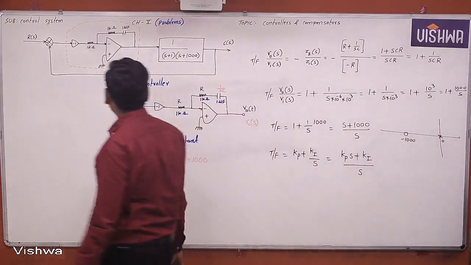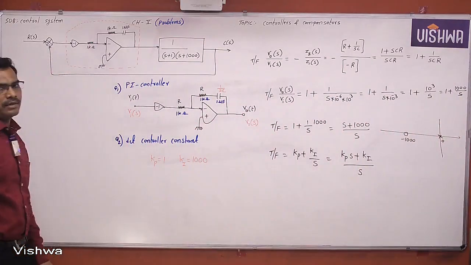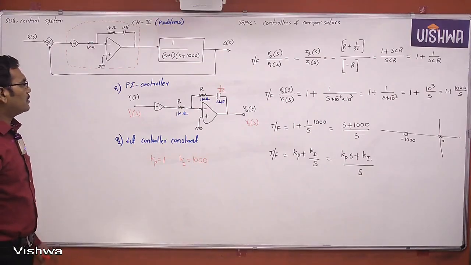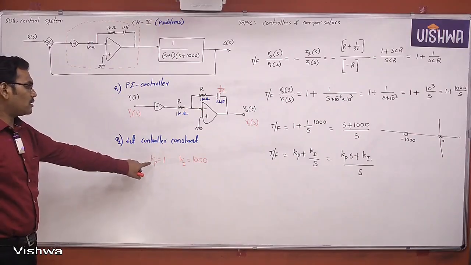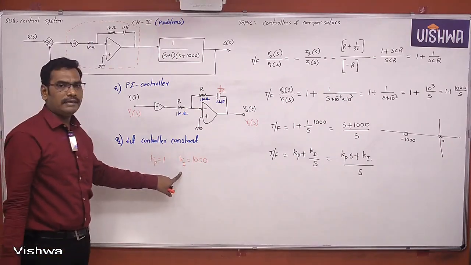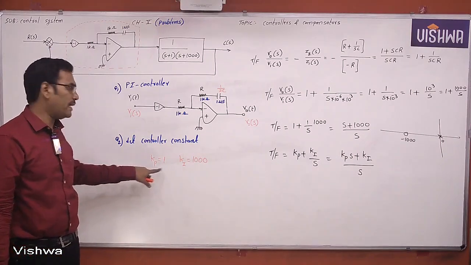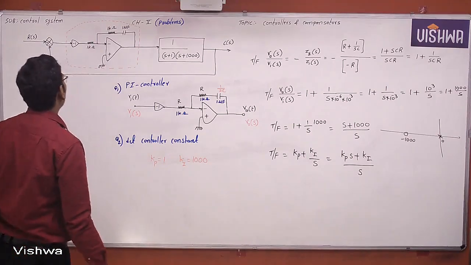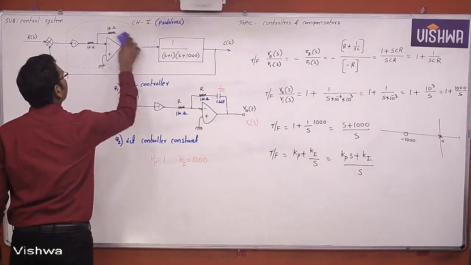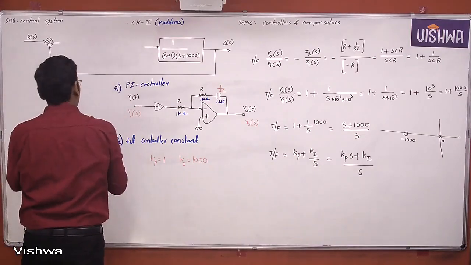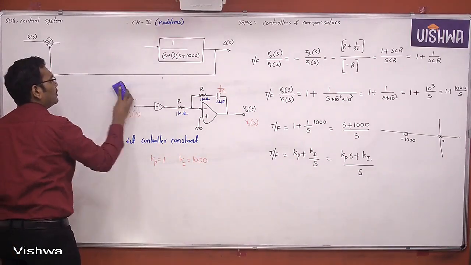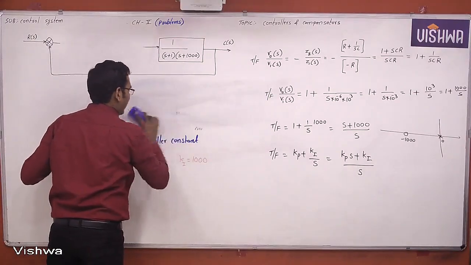Clear or not? Okay. Now this is very, very important. Students, this is the PI controller, and these are the PI controller constants: proportional controller constant and integral controller constant, proportional controller gain or integral controller gain. Now see here. Now we will go to question number 3. What is question number 3? Determine all the time domain specifications.